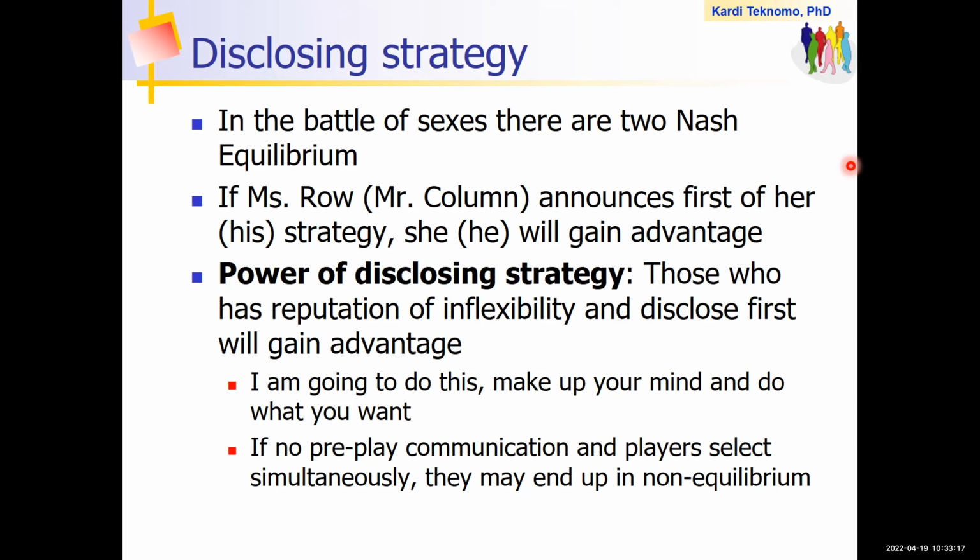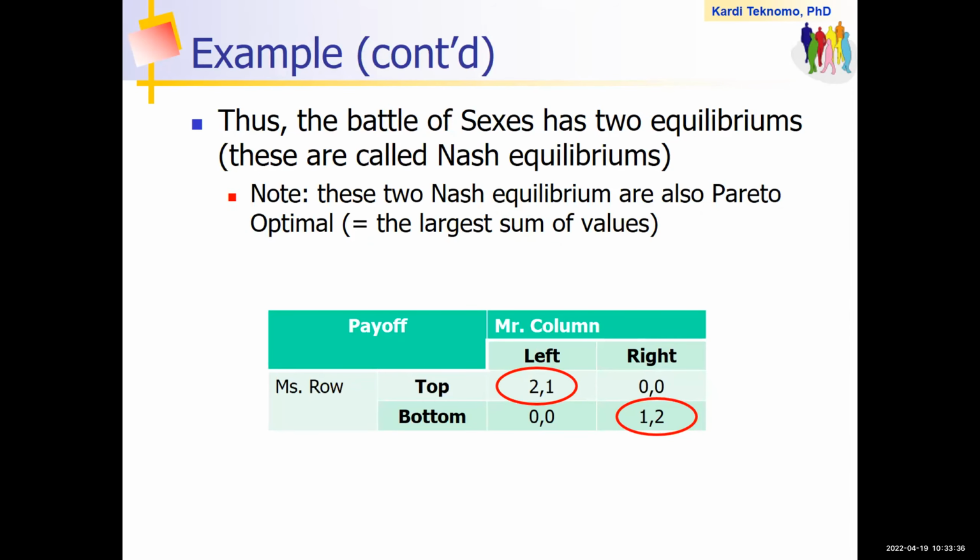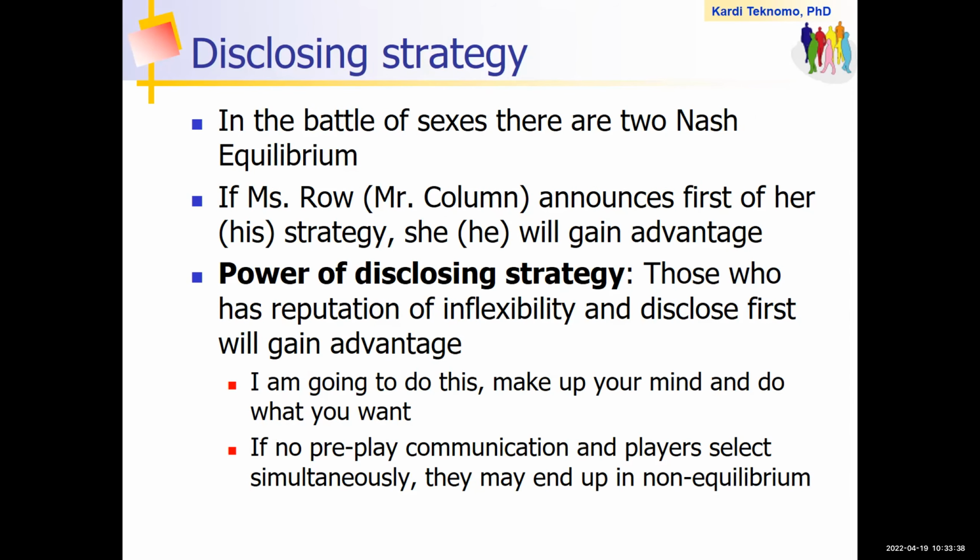So for example, if you can tell like this, I'm going to do this, make up your mind and do what you want, then people will start to think their way, even though the game is actually balanced, something like Battle of Sexes. Then they will select what you want. So if there is no pre-play communication and the players need to select simultaneously, they may end up in non-equilibrium. Right?